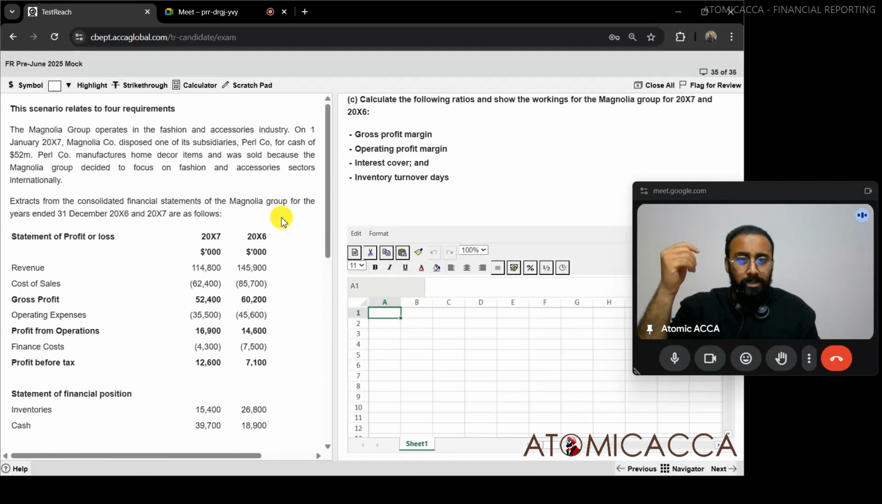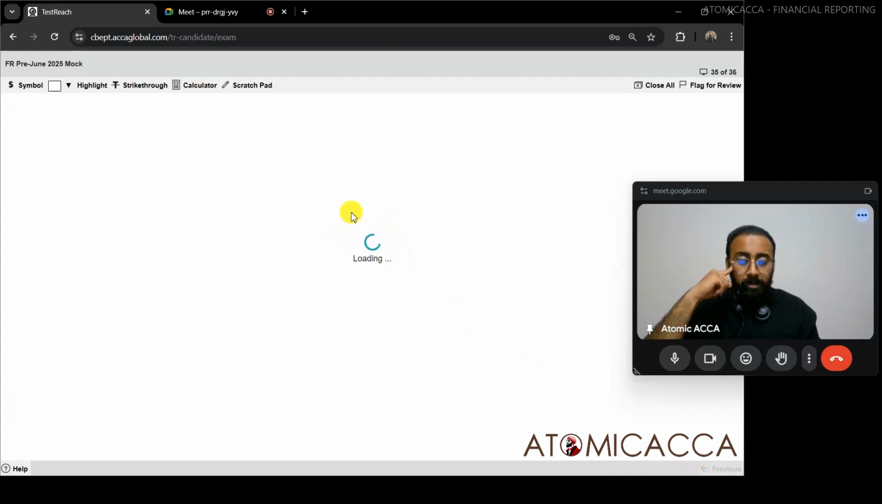Calculate the following ratios and show the workings. Calculate the ratios and show the workings for Magnolia Group for 20X7 and 20X6. So there are multiple ands there, and you have to be careful with this. We have four margins to calculate, I mean four ratios to calculate. And what do we have after that?